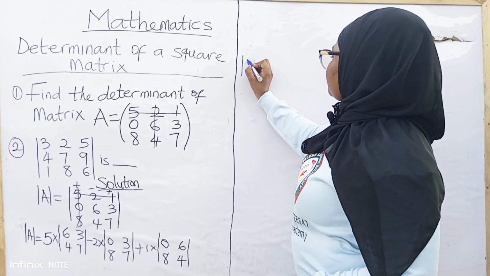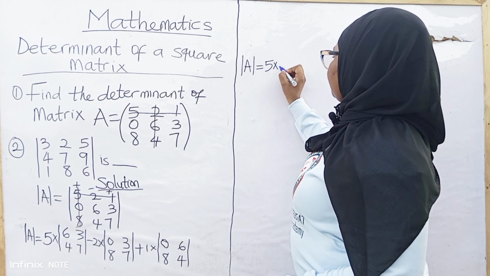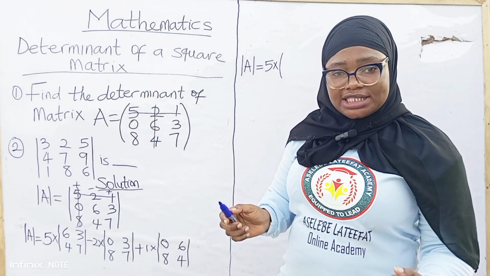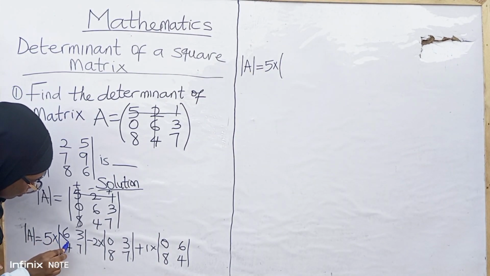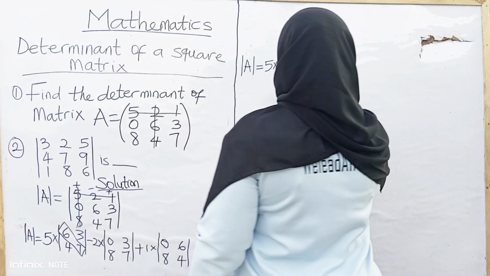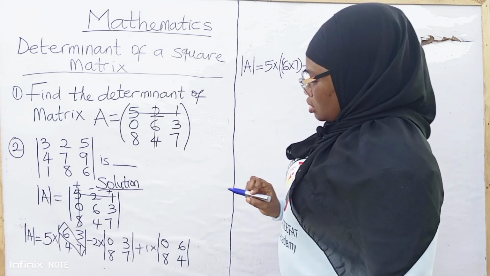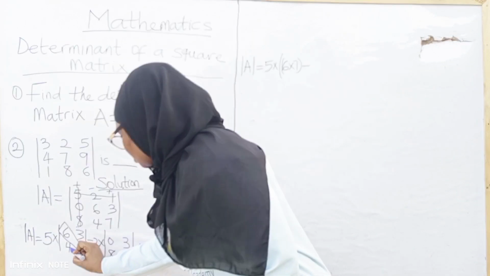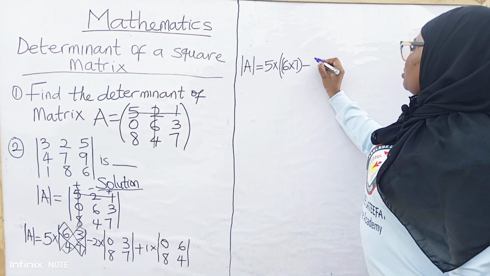Determinant of A is equal to 5, then multiply by. I told you if you want to find the determinant of a 2 by 2, you multiply the elements that are in the leading diagonal. Here the leading diagonal of this 2 by 2 is 6 and 7, so you multiply them together: 6 multiplied by 7, minus. You multiply the elements in the second diagonal together as well, so they are 3 and 4: 3 multiplied by 4.